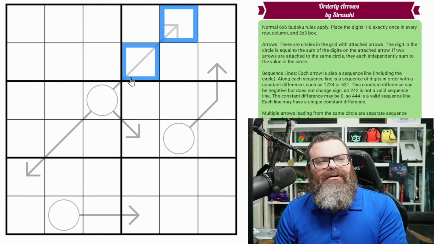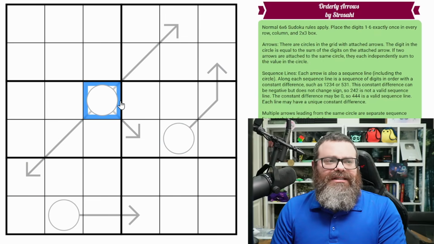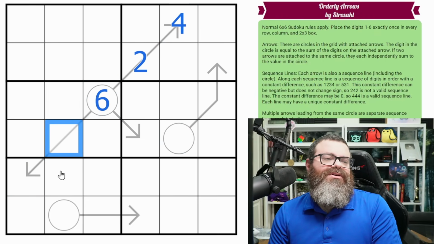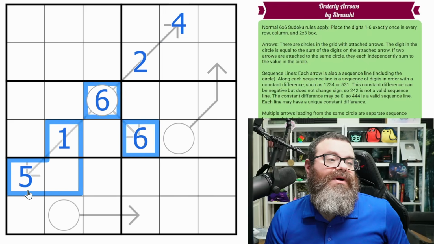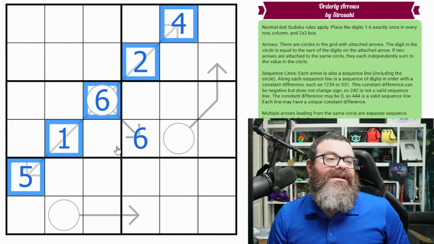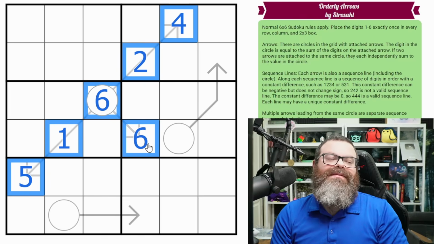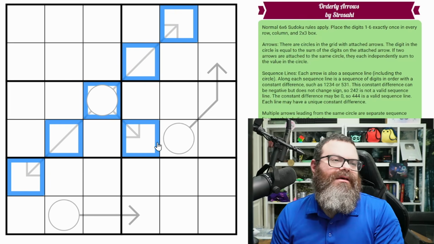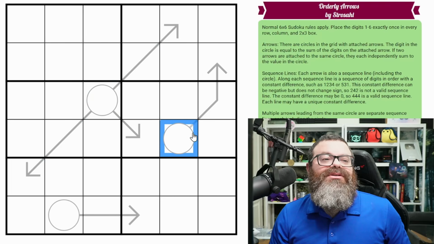If multiple arrows share the same circle, they're independent sums. So if this was 6, this could be 2, 4. This could also be 1, 5, and then this would be a 6. That would be one way to resolve this. They're independent. Just think about it as 3 different arrows that all happen to share the same cell for where their circle is placed. And in addition to that, every arrow is also a sequence line that includes its circle.